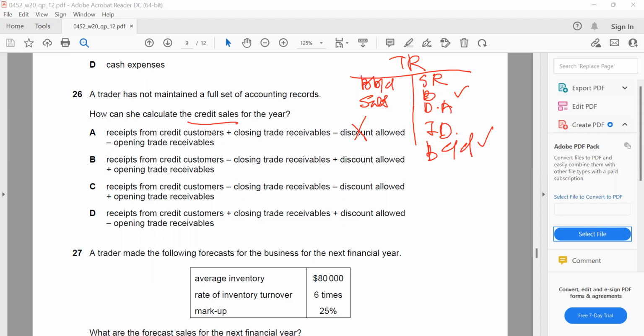So A is wrong. Now here they say receipt from the credit customer minus closing trade receivable. So this is also wrong, it should be plus. Now receipt from credit customer minus trade receivable. These two are wrong. So receipt from credit customer plus closing and minus the opening. So the answer should be D. Let's move on.